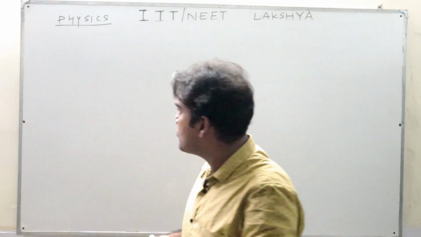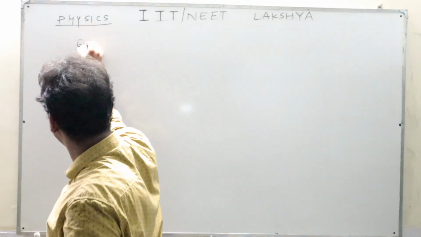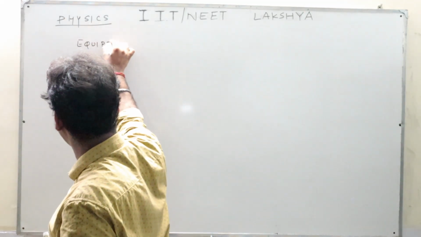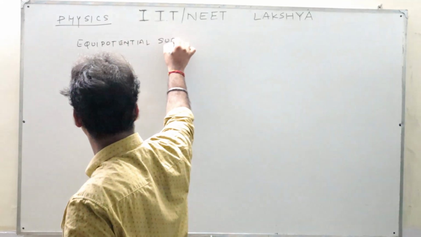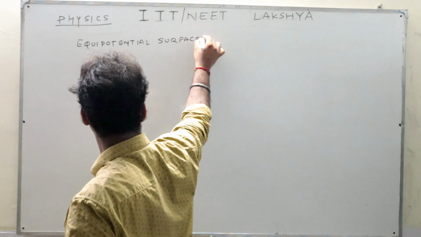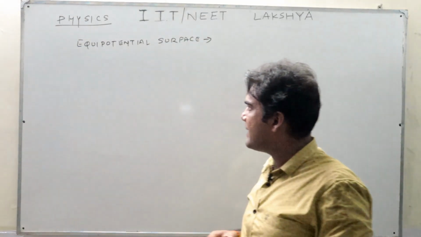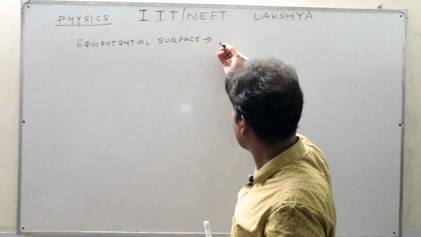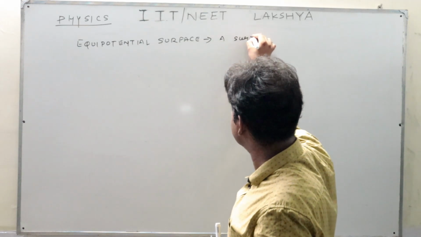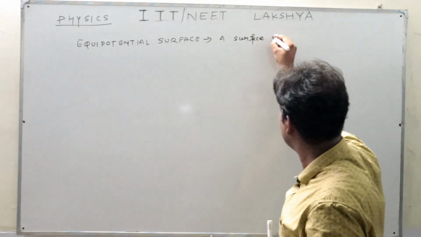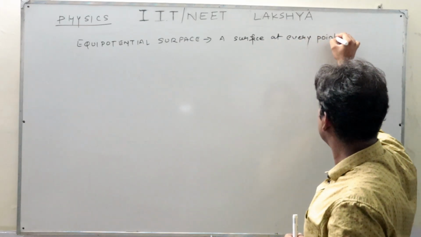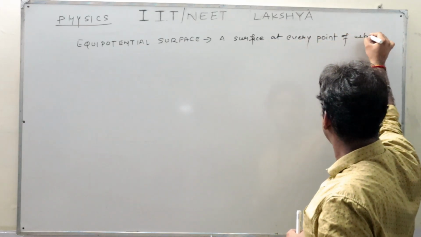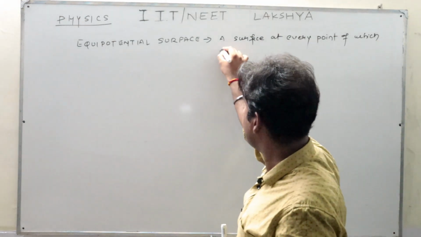Okay, so now let us move to the concept of equipotential surface. Very important concept, equipotential surface. So basically equipotential surface means a surface at every point of which potential is the same.